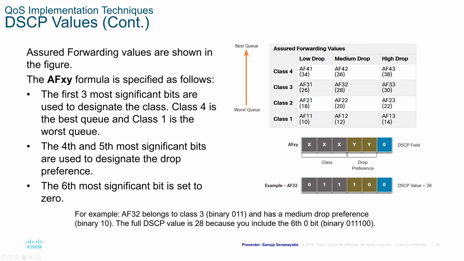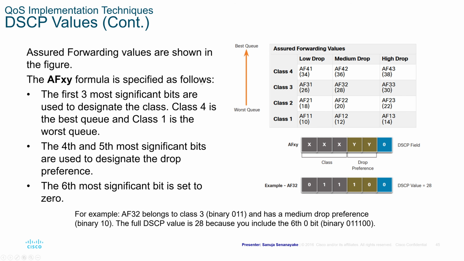Assured forwarding values are shown in the figure on the right hand side, right here, where the assured forwarding values are displayed with the low drop, medium drop, and high drop, with different classes associated with it. And as you can see, the worst queuing would be on the class 1. The best queuing is as you move up this table. The class 4 would have the best queuing.